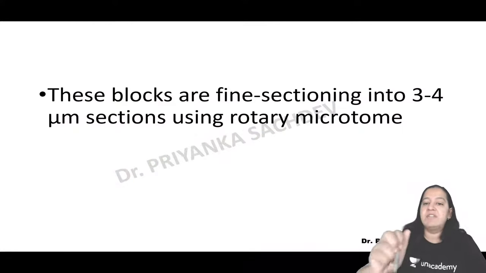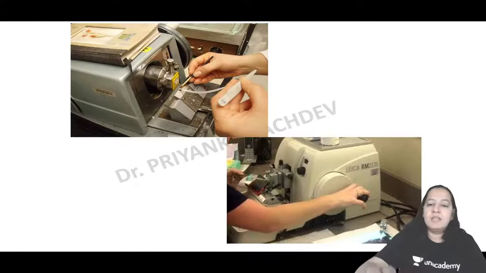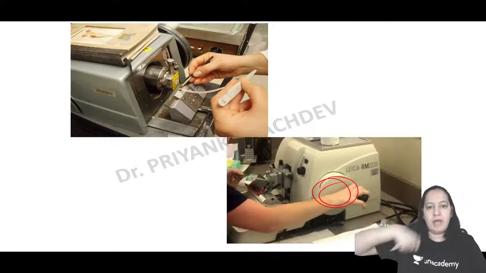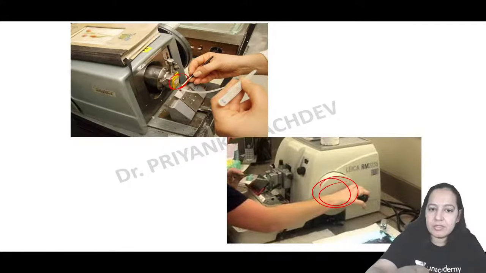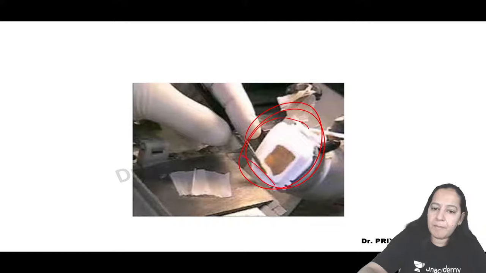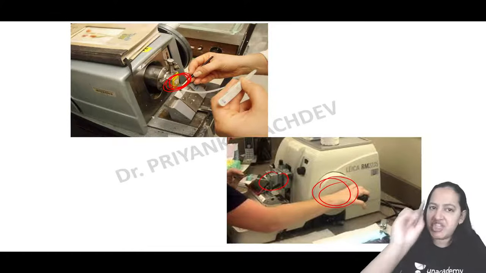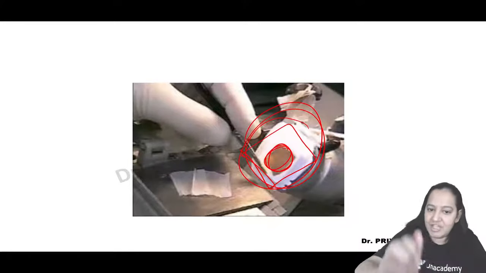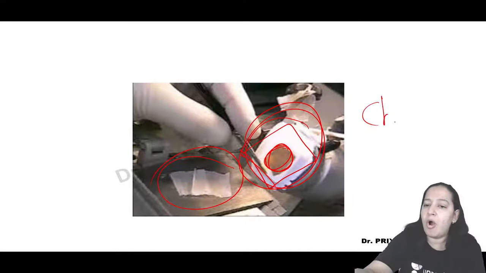Now we use a machine known as a rotary microtome. So this is the machine. You can see there is a handle in this. You have to rotate the handle and put your block here. This is your block, I'm marking it with red. This is your paraffin block, a wax block, and this is your tissue inside it. You put it here and there is a sharp blade in it, which will cut chips of this block.